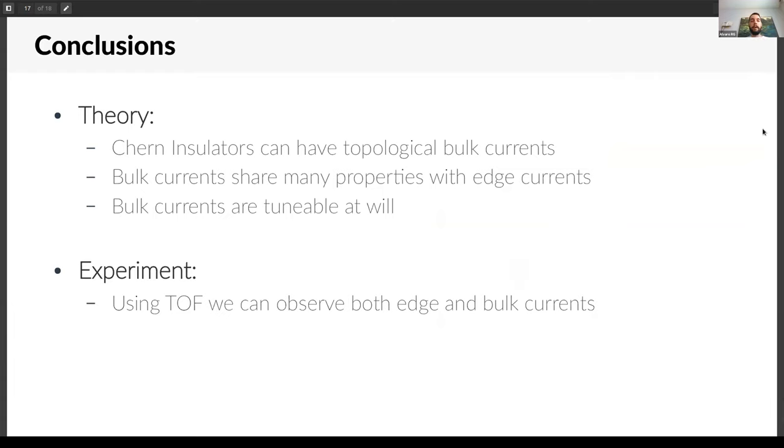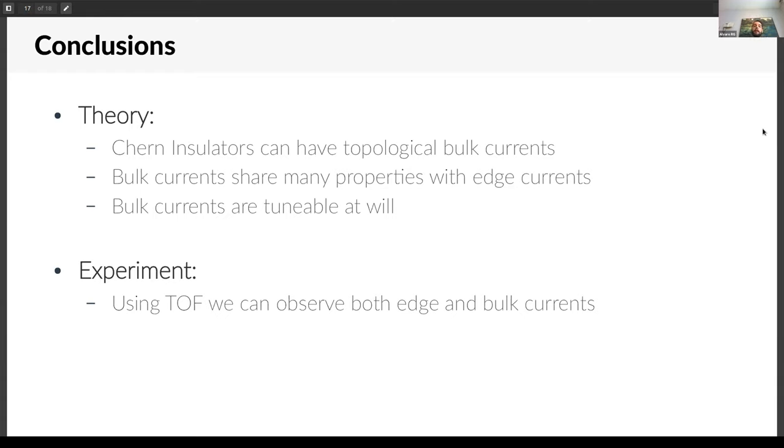Okay, so to summarize, from the theory part, we have seen that Chern insulators do not only have edge currents, because when we introduce an inhomogeneous potential, we can have topological bulk currents in the bulk of the Chern insulator. They also share many properties with the edge currents. Mainly, they are topological and they are localized. But different to the edge currents, we can tune the bulk currents at will. So we can have whatever bulk currents that we want.